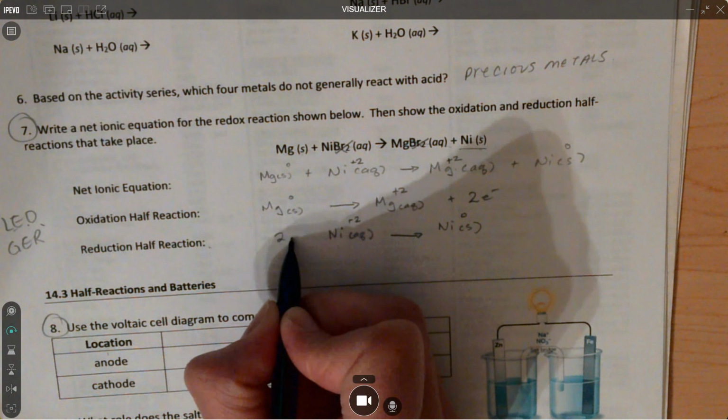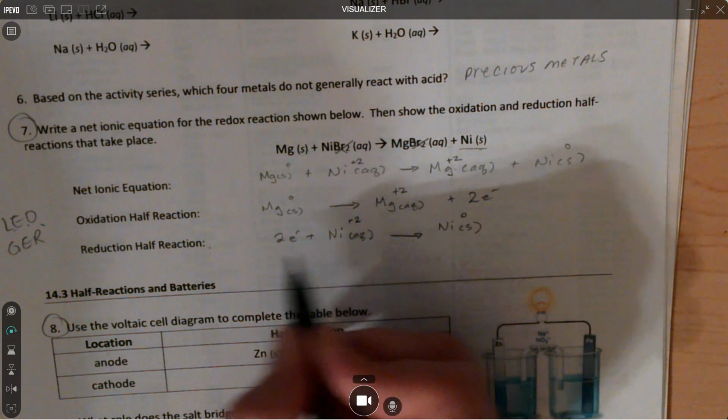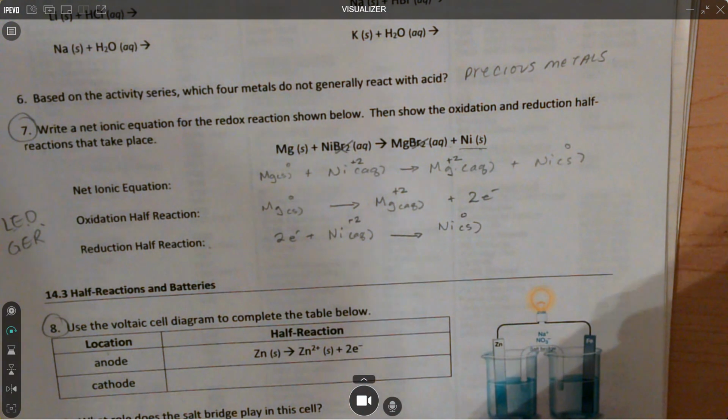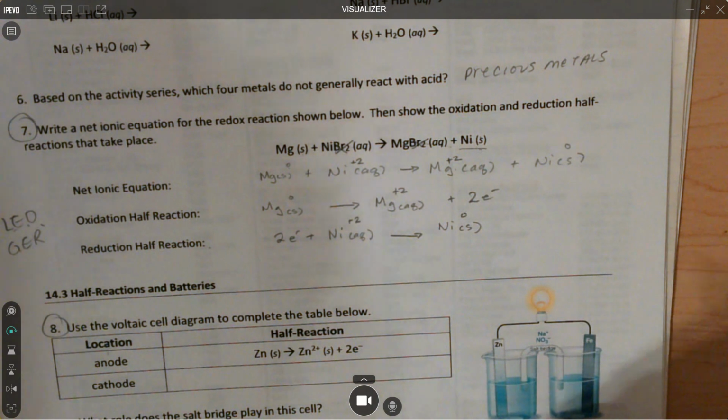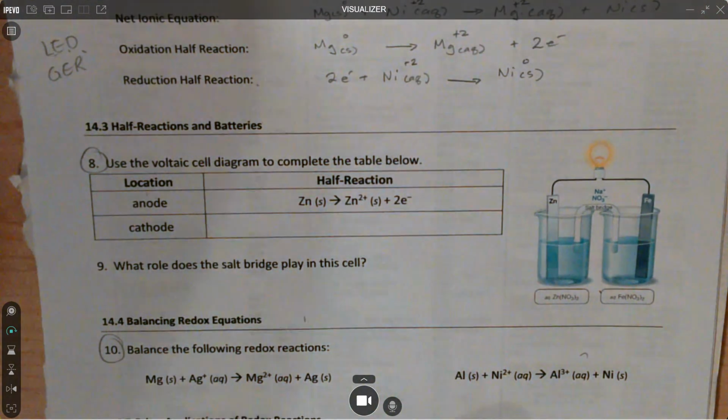So +2 electrons that go right there. So nickel is reduced and magnesium has been oxidized. Okay. All right, let's go into the half reactions and battery section.